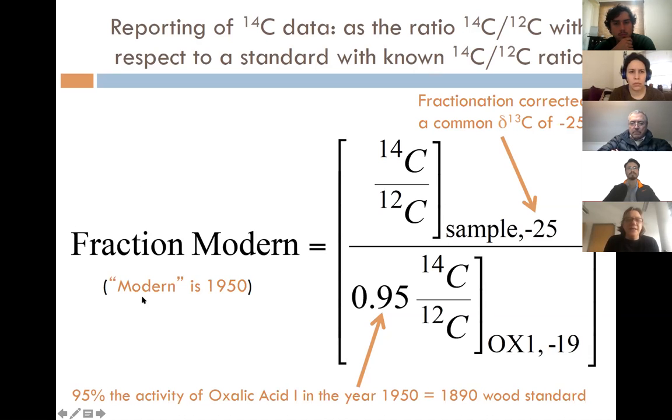So the unit that's most commonly used in radiocarbon is this fraction modern. You can also multiply it times 100 and call it percent modern. And all that is the ratio compared to a standard. The standard is basically fixed so that its value is the same as pre-industrial wood. So we want the pre-industrial atmosphere to be our standard.